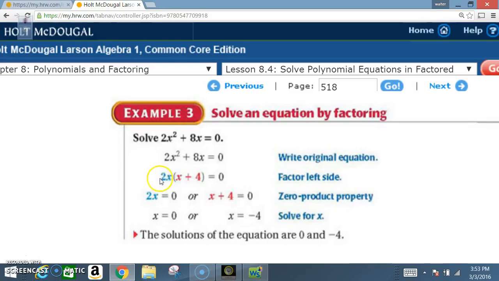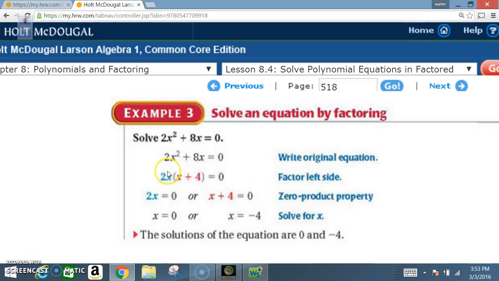2 divided by 2 is equal to 1. X squared divided by x is equal to x. So I got 1x right there. 8 divided by 2 is 4. X divided by x is 1. And what's 4 times 1? 4. Now we're going to apply the zero property.